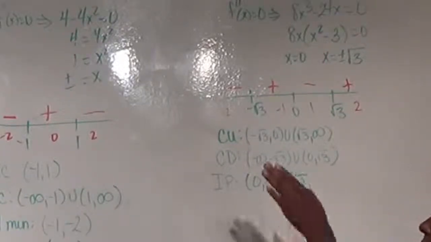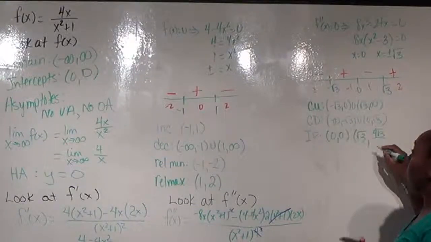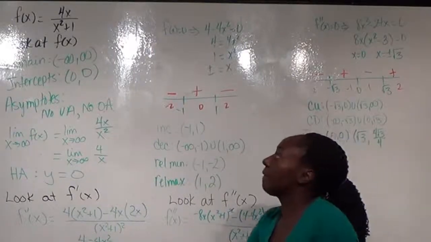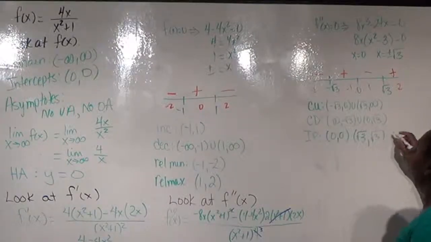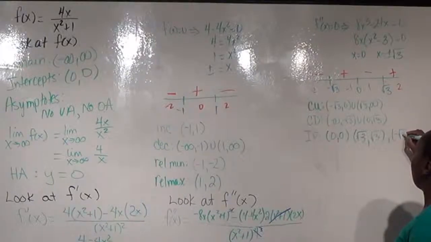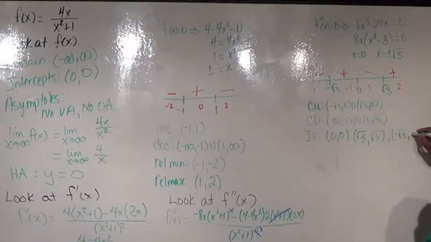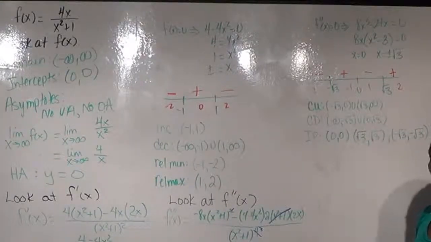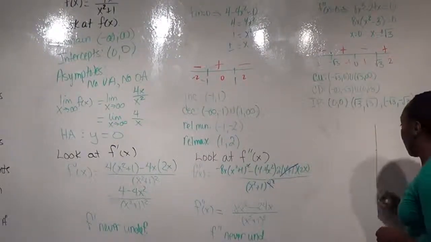At √3, if I plug that into the function over there, we're going to get 4 square roots of 3 over 4, which is basically just √3. And if we look at the negative √3, we're going to get a negative 4 √3 over 4, which again is just going to be negative √3. Okay. Now that we have all this information, we want to plot this on a coordinate system.